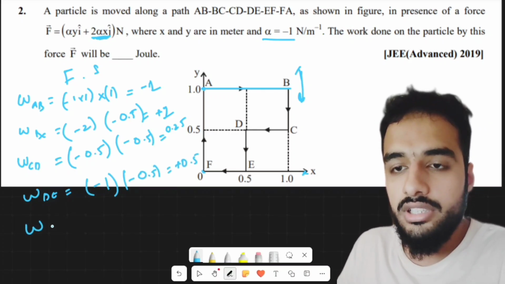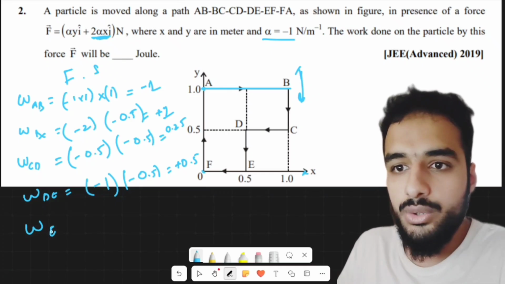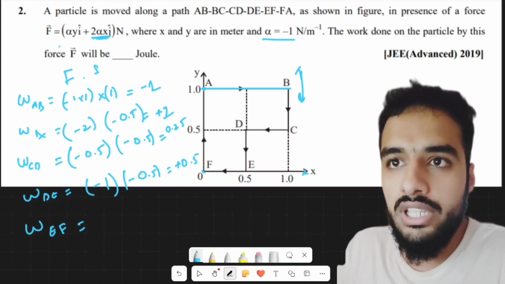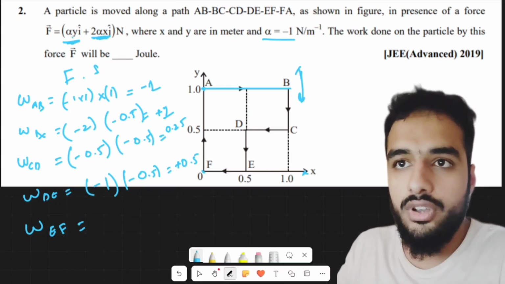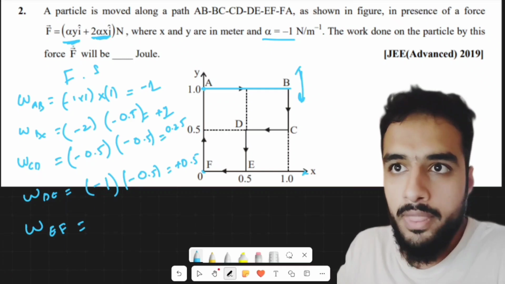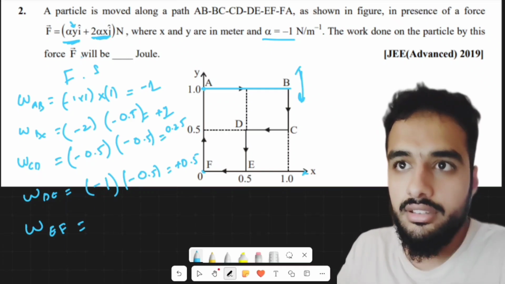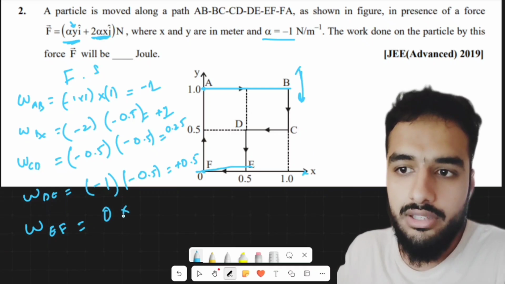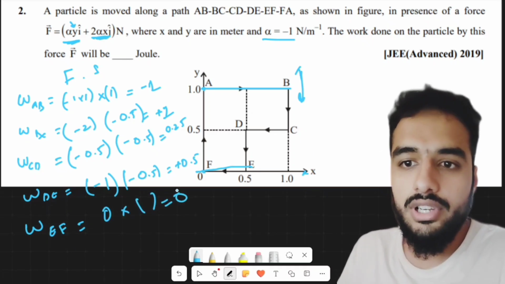What is work from E to F? So from E to F only the i component is doing work, isn't that? The displacement is only in the X axis. But what is the value of Y? So the value of Y is also 0. So the force is 0 basically. No matter what the displacement is, the work is already 0.